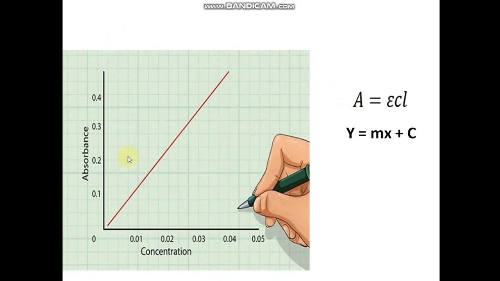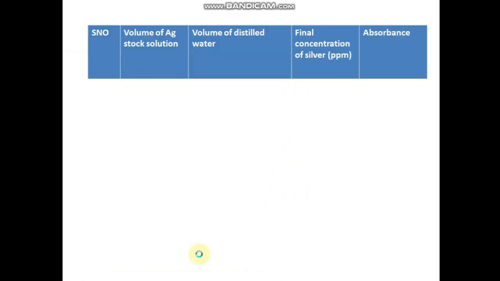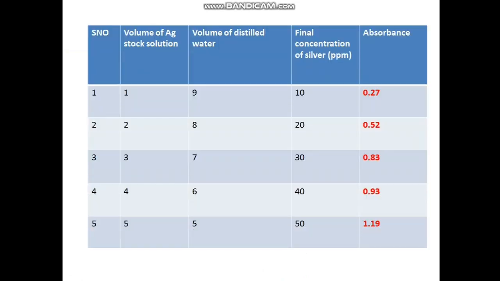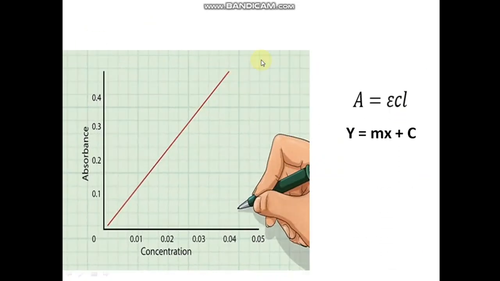So when you plot absorbance versus concentration with the values that are observed and tabulated here, you are getting a straight line passing through the origin. So now the Beer-Lambert law is verified.